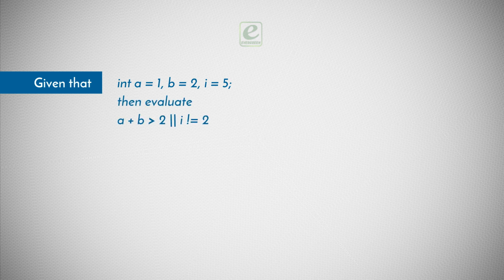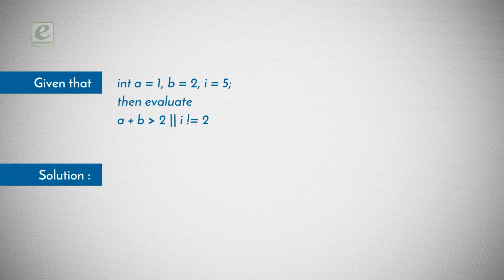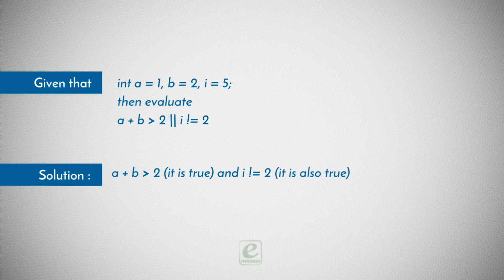Given that int a = 1, b = 2, i = 5; then evaluate a + b > 2 OR i != 2. Solution: a + b > 2, it is true, and i != 2, it is also true. Therefore, a + b > 2 OR i != 2 is true.